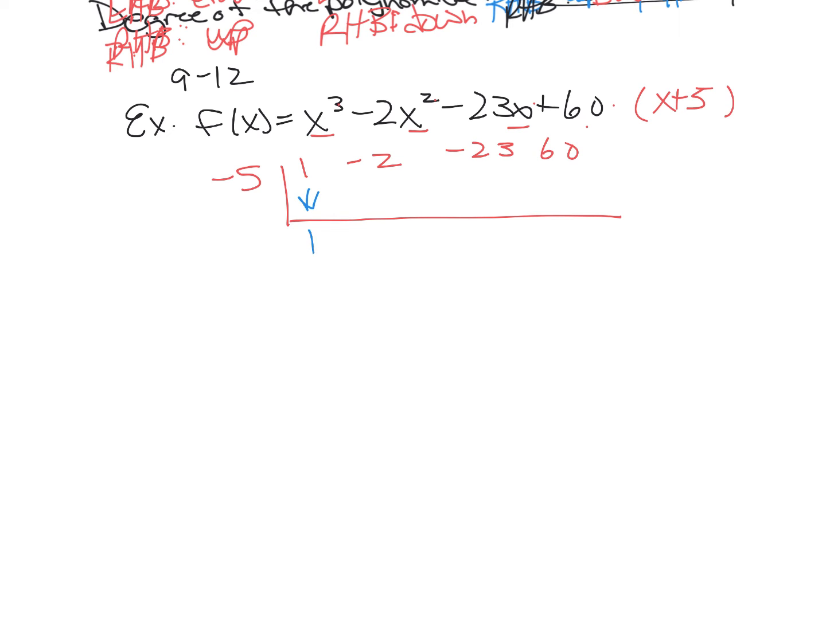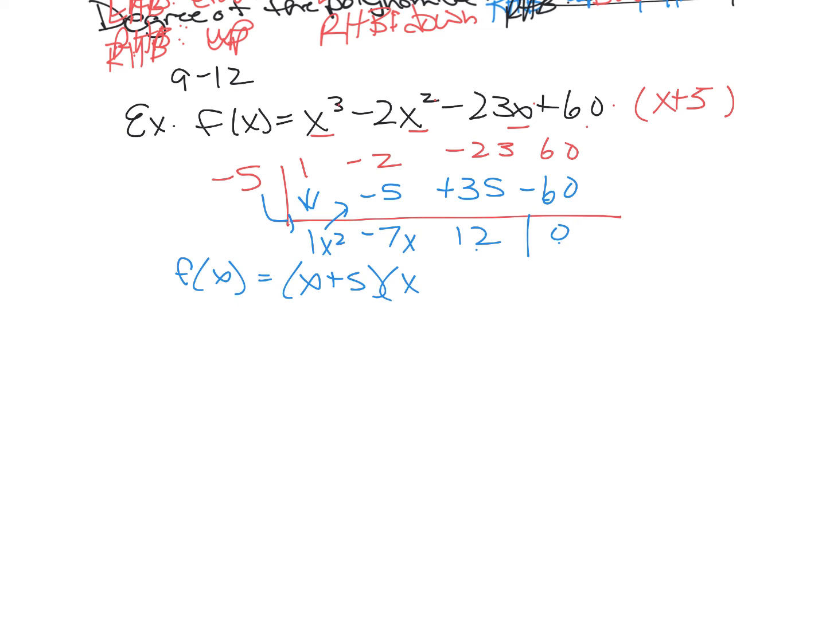You always drop down the first term coefficient, multiply on the outside, bring that number up on the inside, add on the inside, multiply again on the outside, so it becomes positive 35, that becomes positive 12, multiply again on the outside, -60, and 0. Remember, this becomes remainder, number, variable, variable squared. So factored form is x plus 5, and then parentheses x squared minus 7x plus 12.